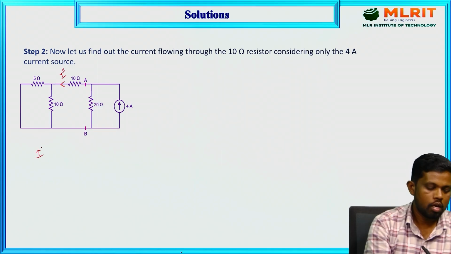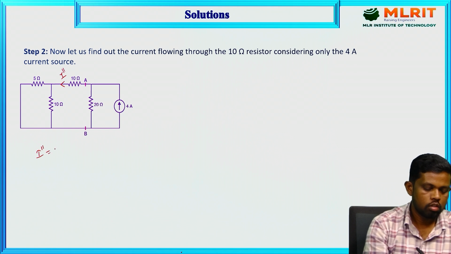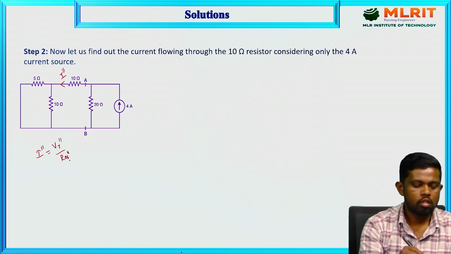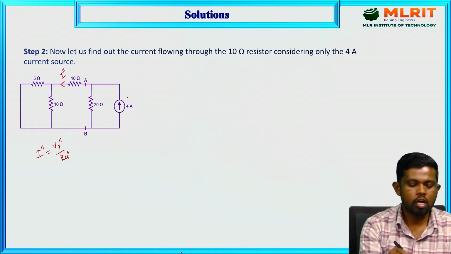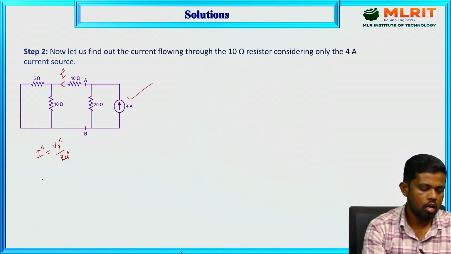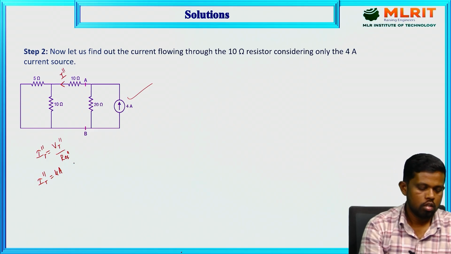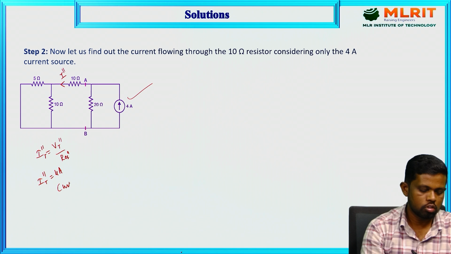Then I double dash equals, according to the previous method, V total double dash upon R equivalent. This is the formula according to Ohm's law. But the corresponding source in the network is the current source, so we need not calculate the current value again. Directly, I total double dash equals 4 ampere. Then we need to find the current through the 10 ohm resistor.